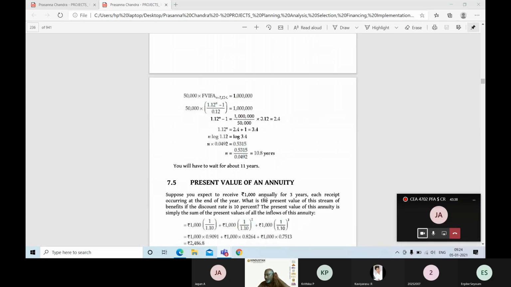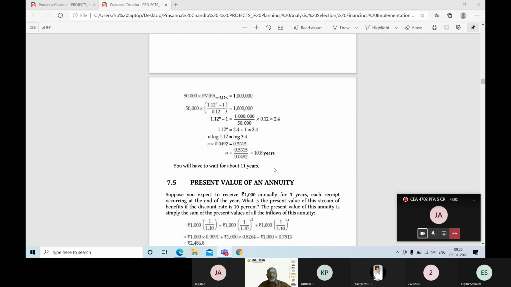Likewise, you have to apply this formula according to the need. Whatever the need you want, you have to calculate accordingly for the cost. Whenever you are analyzing something for project formulation, you must know about the time value of money. That is why this portion is included here. Then present value of an annuity.